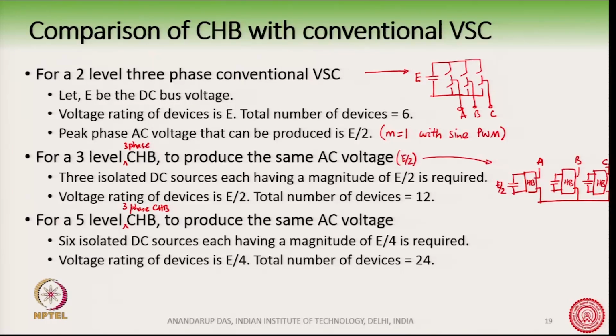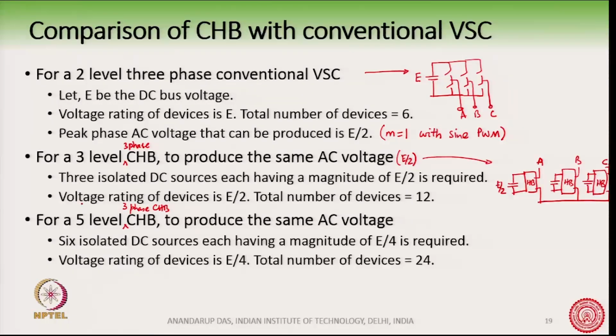So, for the same CHB, if the peak AC voltage that can be produced at A, B or C is the same in both cases, with the conventional VSC and with the 3 level 3 phase CHB, then we require the DC bus magnitude E here and the DC bus magnitude of E by 2 here. Okay. But now we require 3 isolated DC buses, which is not required for the conventional VSC.